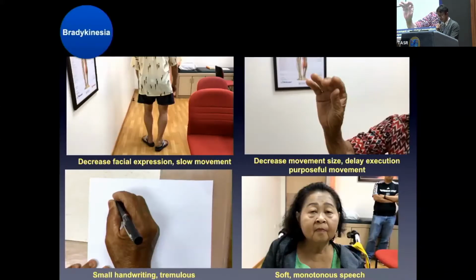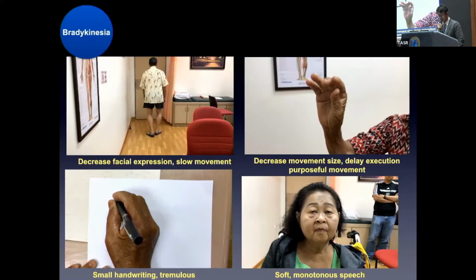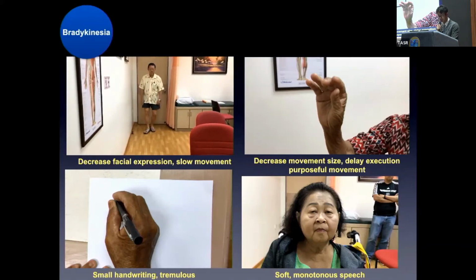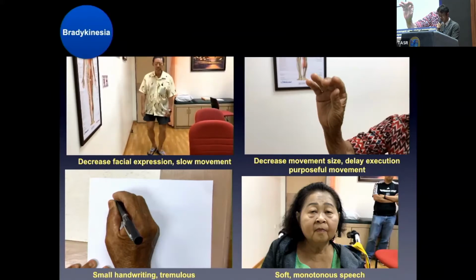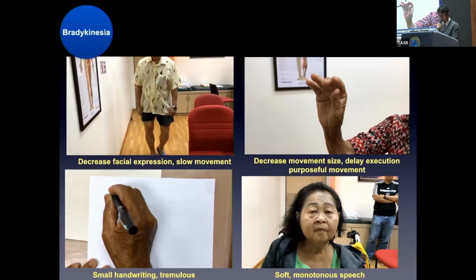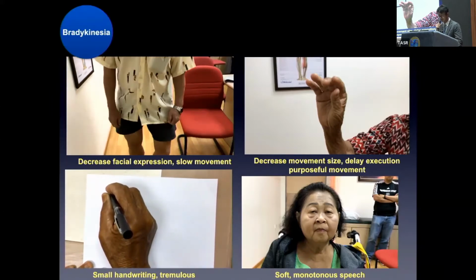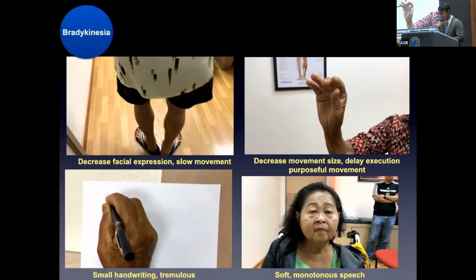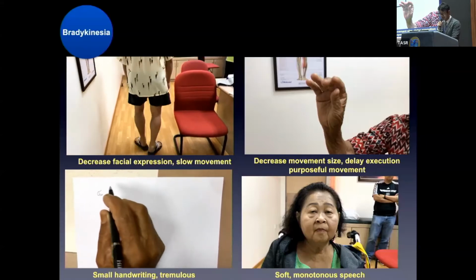So in bradykinesia, we not only look at finger tapping, we look at the other features as a whole in a patient as the patient enters the clinic, and as we examine the patient. We look for decreased facial expression, slowness of movement, as you can see in this patient. And we look at the small handwriting. You can see this patient has not only slowness in writing, but the tremor comes in when she writes.